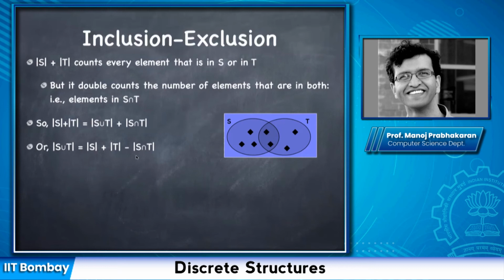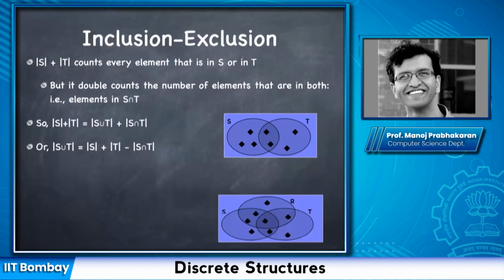This is something you would have come across as the inclusion-exclusion principle, saying that when you want to count the size of the union, you can take the sum of the two set sizes, but you have to then discount the number of elements in the intersection because they got counted twice. So you have to discount them once. You can go to more than two sets.